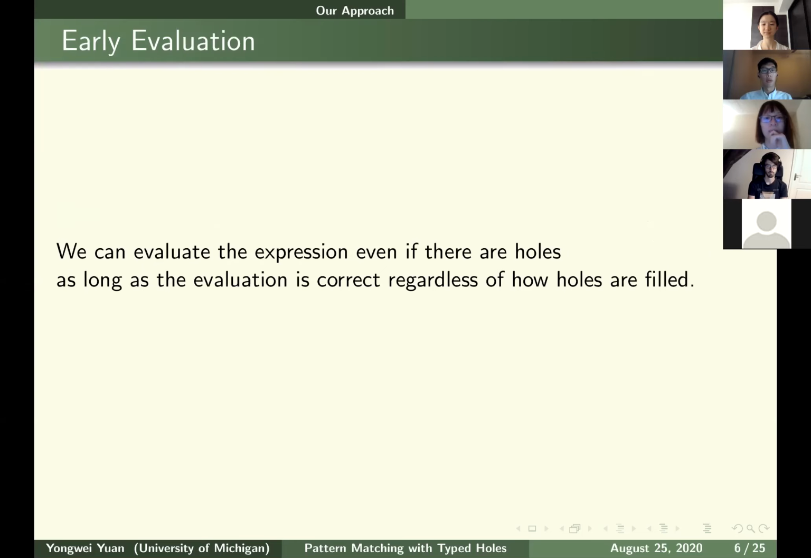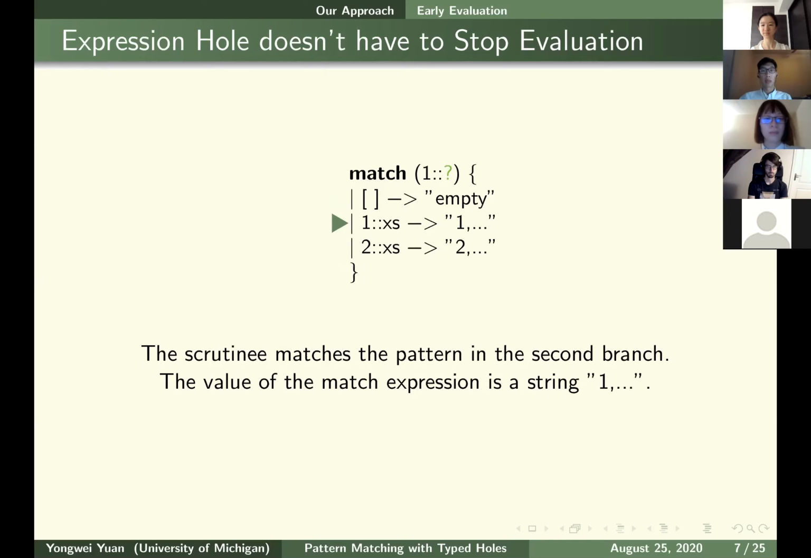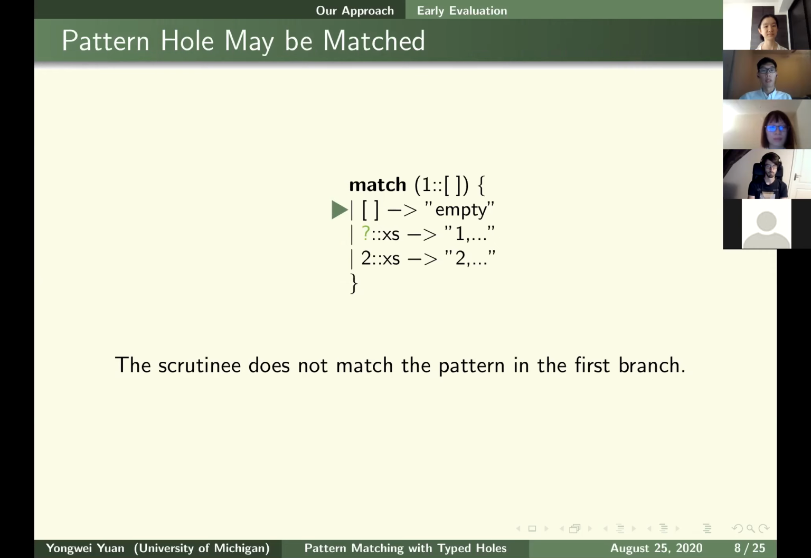Even if there are holes in the program, programmers may still want to run the program without sacrificing correctness. There are 2 types of holes in the program. The first one is the expression hole. An expression hole doesn't have to stop evaluation. Given a list that begins with 1 and is followed by a hole, since it can be an empty list, the first branch can be taken. Then we consider the second branch. We notice that no matter what we fill in the hole, it always matches the variable pattern. Therefore, the scrutinee must match the second pattern, and we know that the value of the match expression is a string.